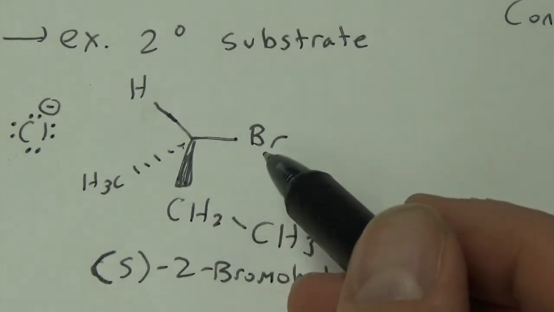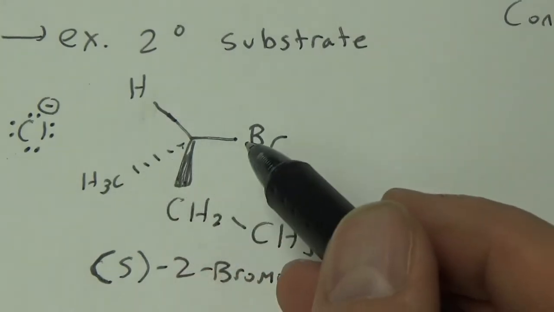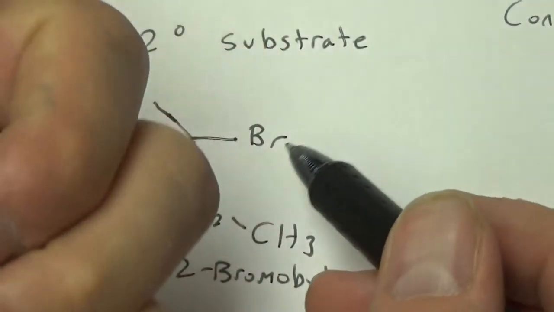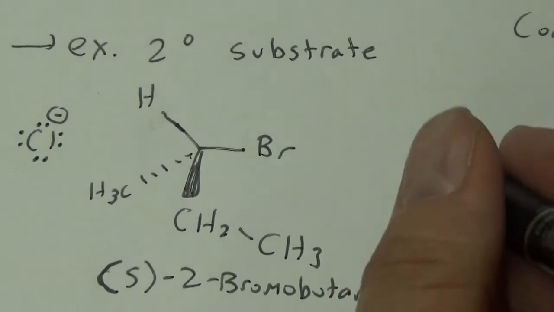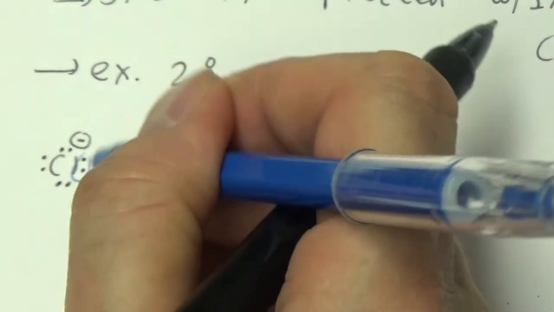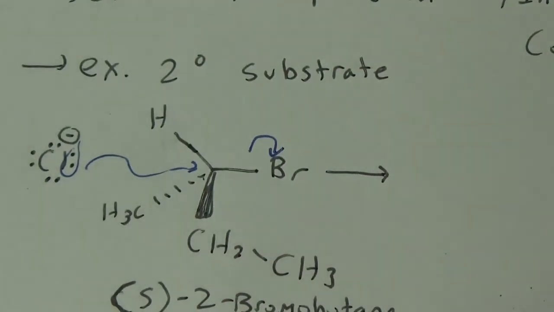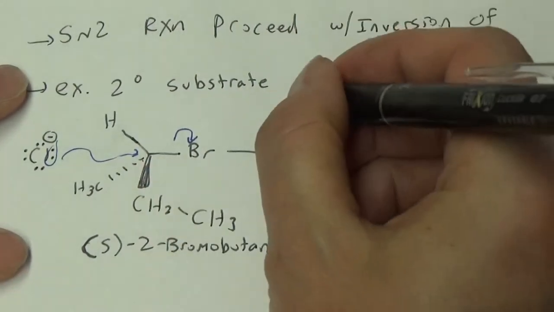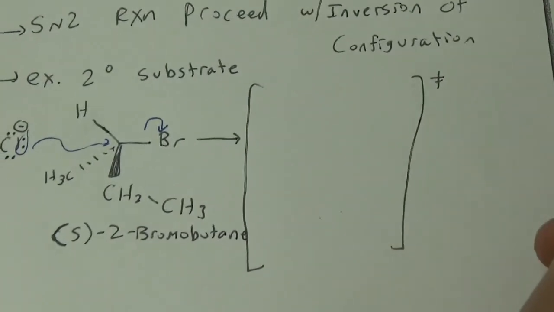S-2-bromobutane. Let's see, is that right? Make sense? If that's A, B, C. Yeah, if I use my left hand, A, B, C, that's S. S-2-bromobutane. All right. And if I kind of draw how the SN2 reaction occurs, of course the chloride attacks and kicks off the Br. What does a transition state look like? And what does the product look like?